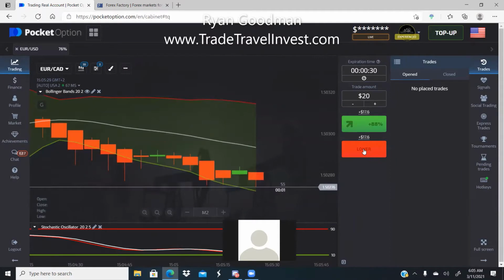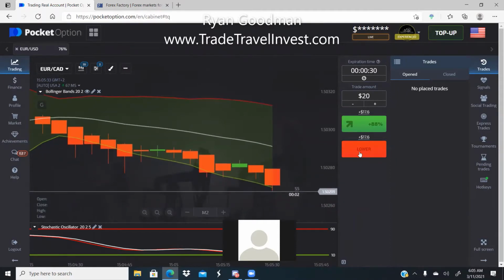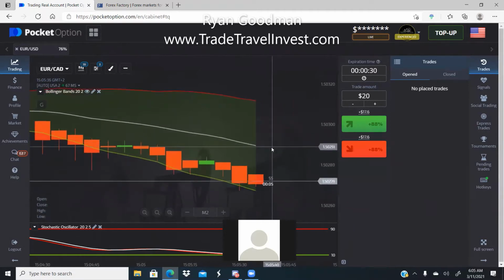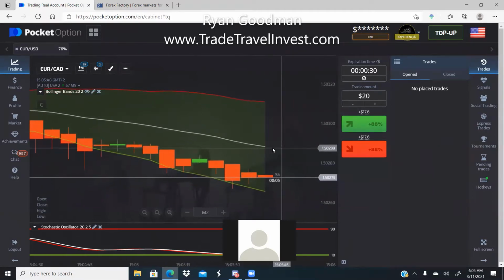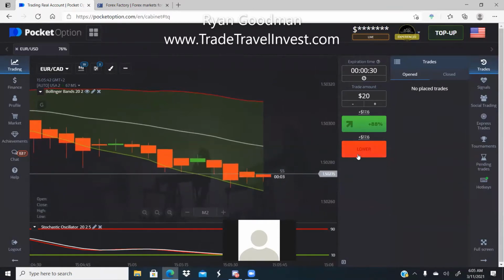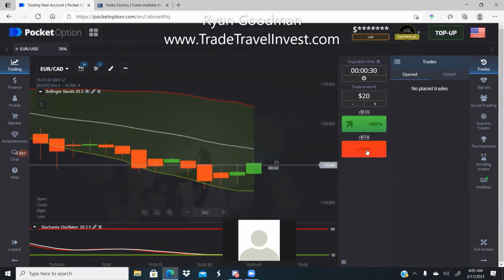So this looks like it's going to keep on dropping from here. So get ready. We'll probably be entering pretty soon here. Ideally, I would like to see if it pulls up to my middle band. So get ready. It's starting to make that pull up now. Let's go 30-second puts right here.